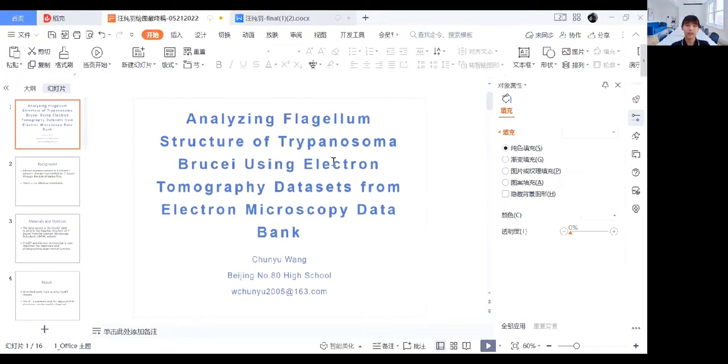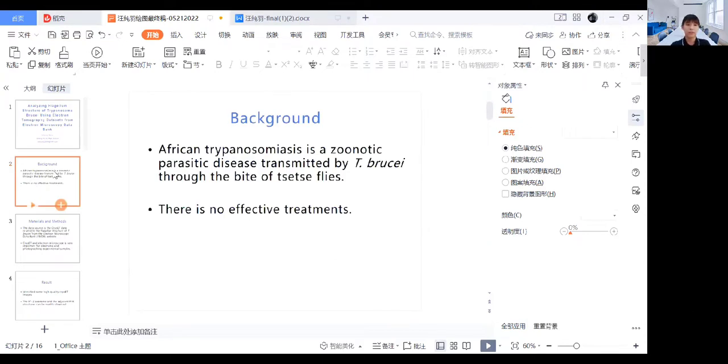My research topic is analyzing flagellum structure of Trypanosoma brucei using electron tomography datasets from the Electron Microscopy Data Bank. The reason I want to research this is African trypanosomiasis, a very serious disease in sub-Saharan Africa, transmitted by T. brucei through the bite of disease flies. It is easy to be infected, and now there is no effective treatment. So I want to help the invention of treatment by researching the flagellum.